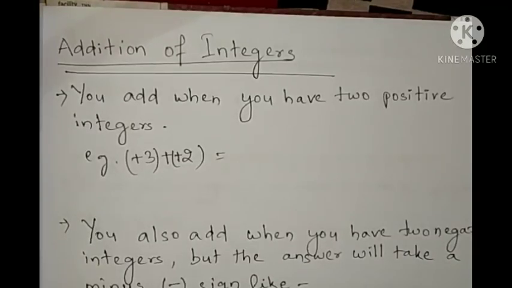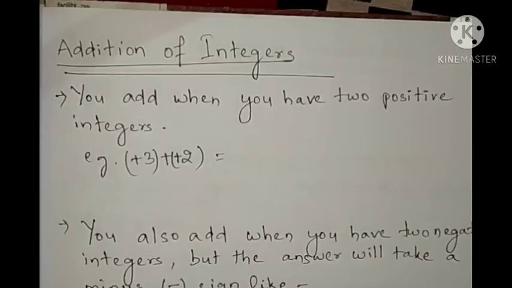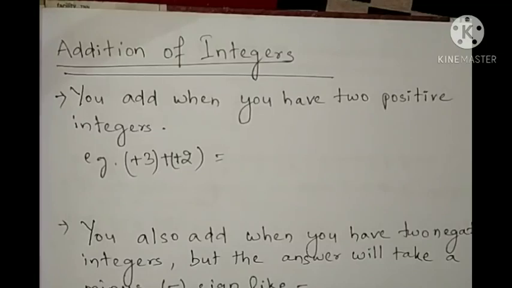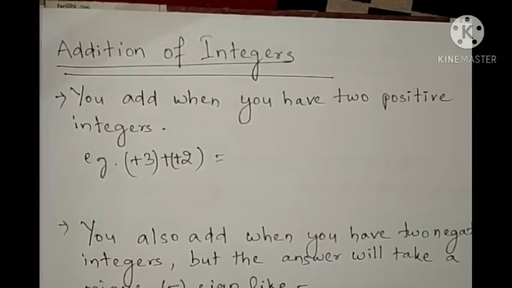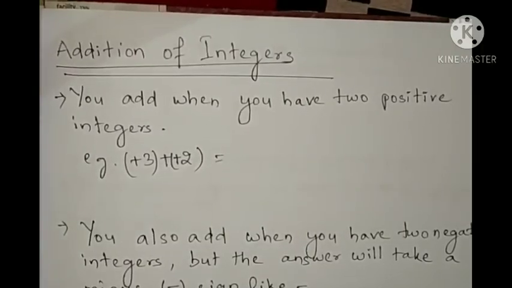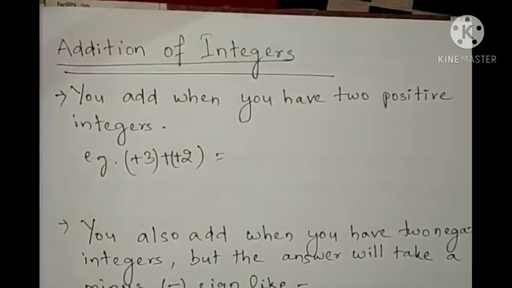Before that, we will discuss what we have studied. We have studied a new kind of number, integers. What is an integer? An integer is a number or set of numbers which includes zero, natural numbers, and negative numbers. We also studied how to compare integers. Today we will study addition of integers with a number line and without a number line. So let's start.